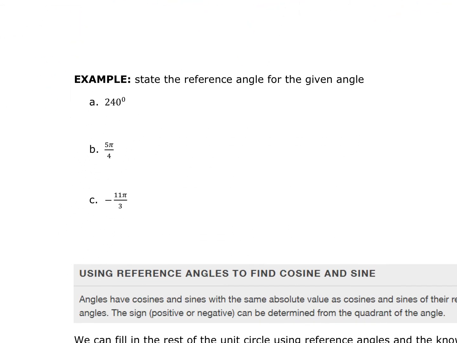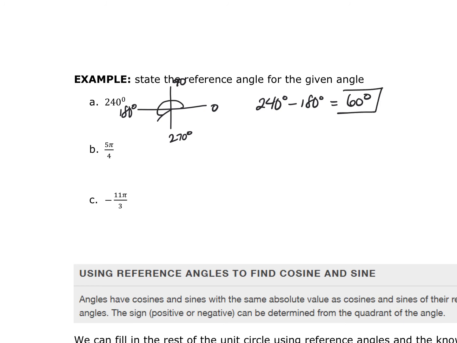Okay, so we want to just find the reference angles here. The first thing I have to do is figure out where I land so I know if I'm adding or subtracting. So this is 180 degrees, this is 90, this is 270, this is 0. I must be landing here. So I'm going to take 240 degrees and subtract off 180 degrees, and my reference angle is 60 degrees. That is the shortest distance back to the x-axis as a rotation.